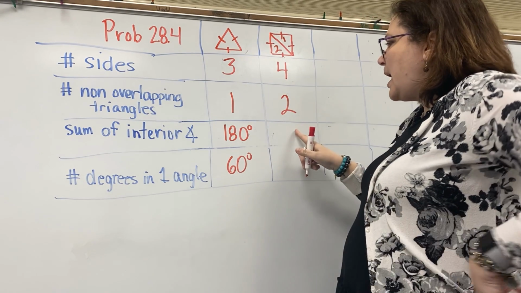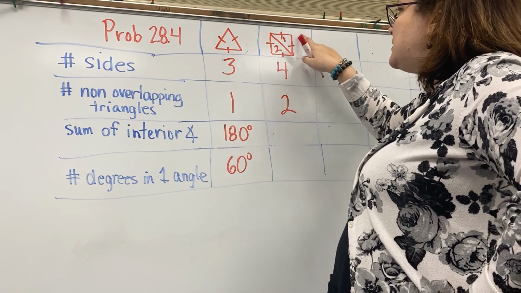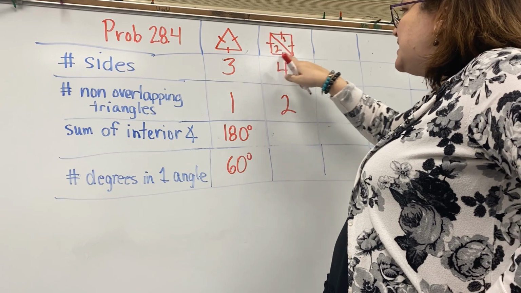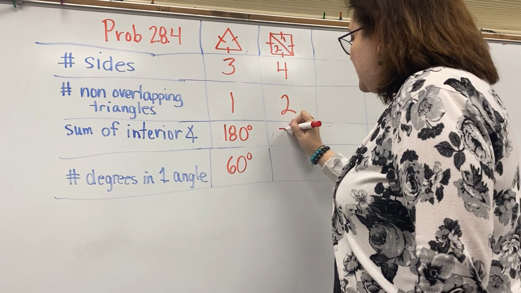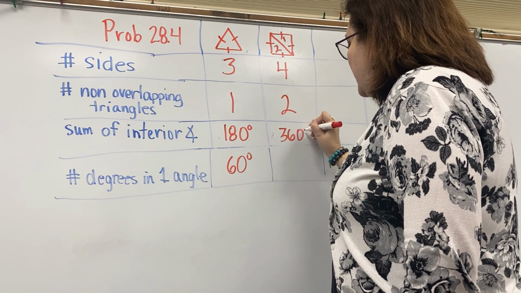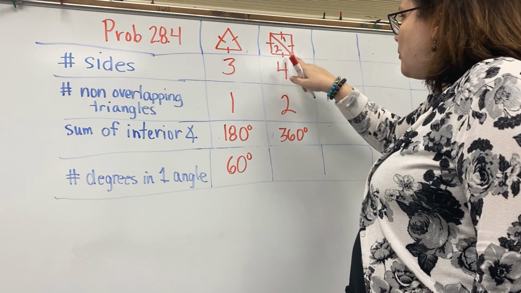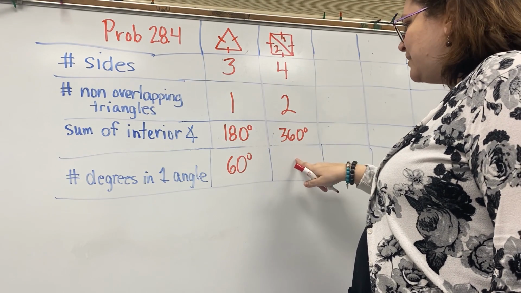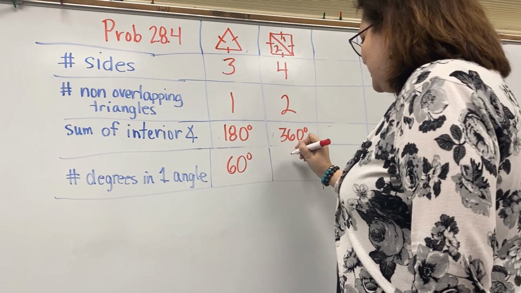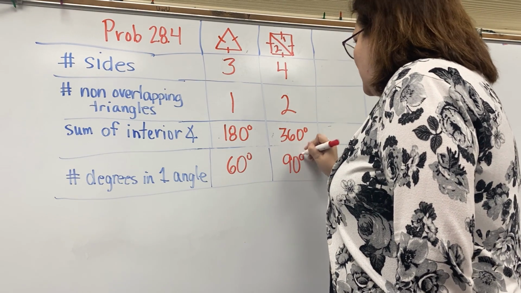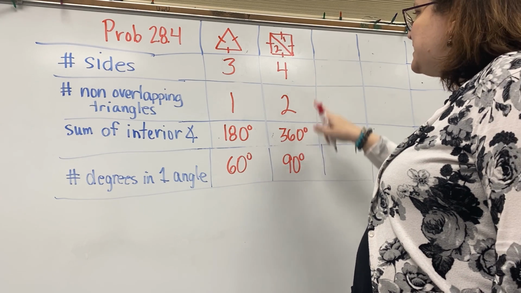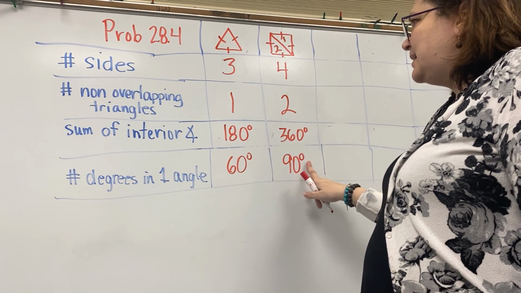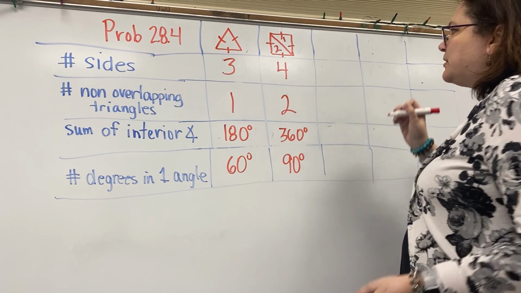And so how many total degrees do I have? The sum of the interior angles, 360. Now I know that because in a square, I have 4 angles and each one of those angles is 90 degrees. And 4 times 90 is 360, right? 360 divided by 4 is 90. Okay, so far so good, yeah?